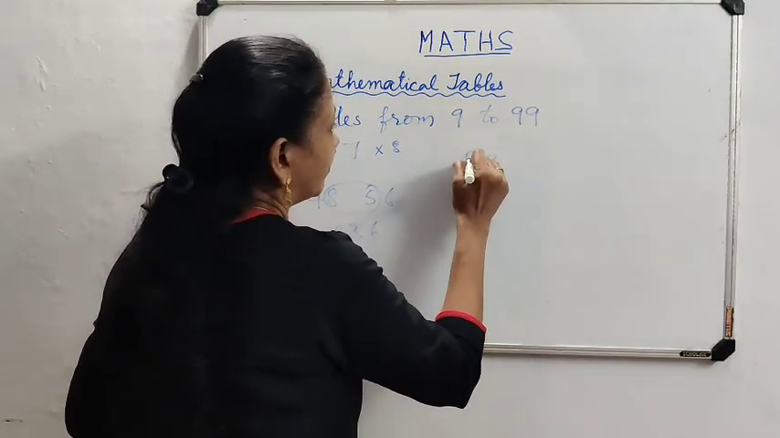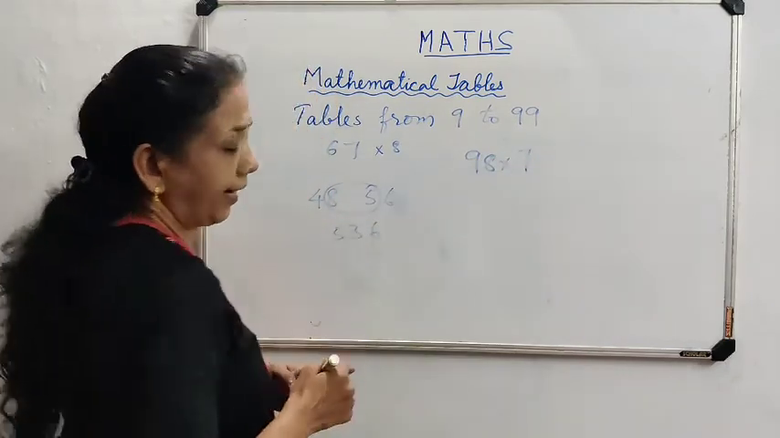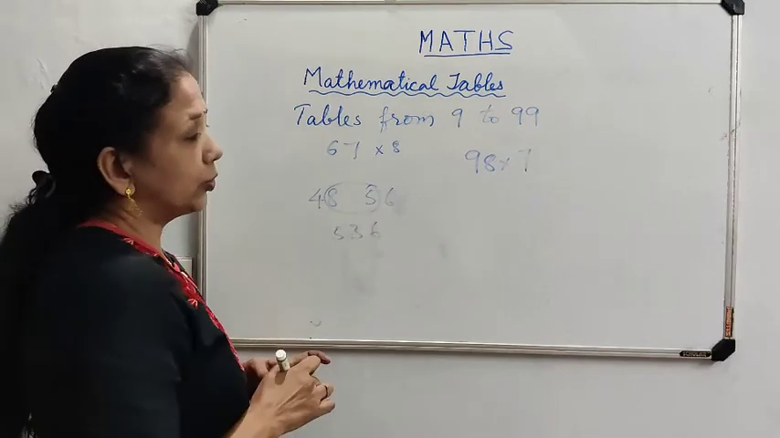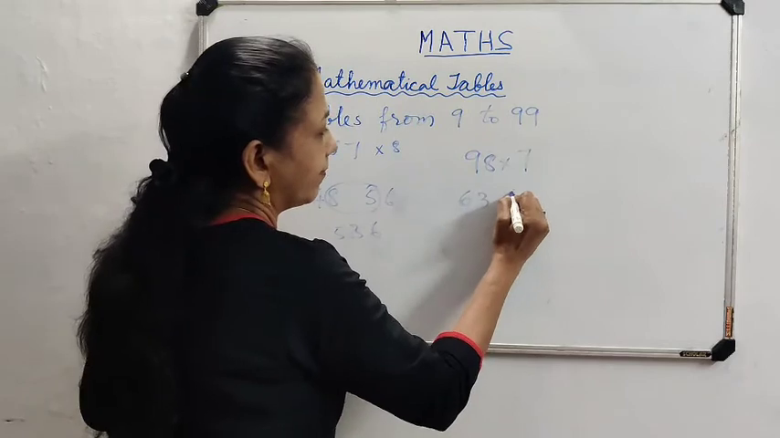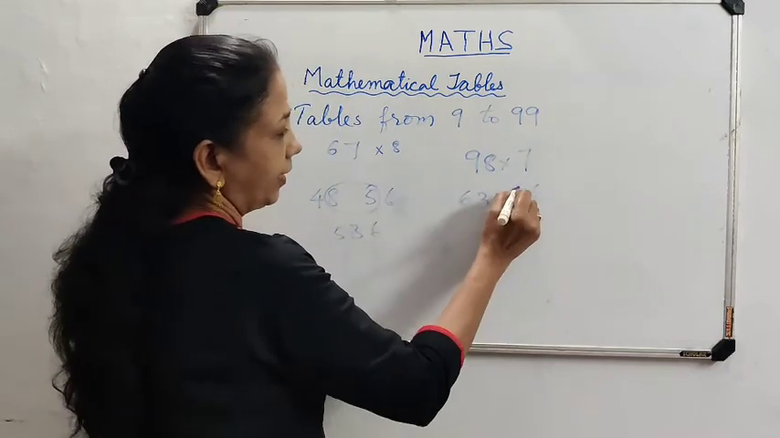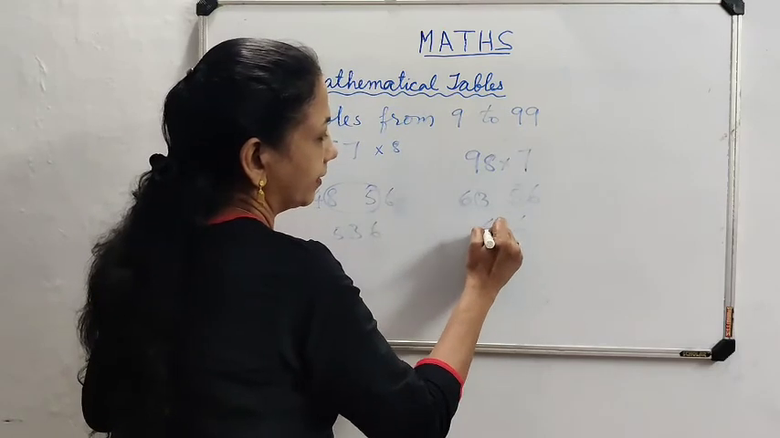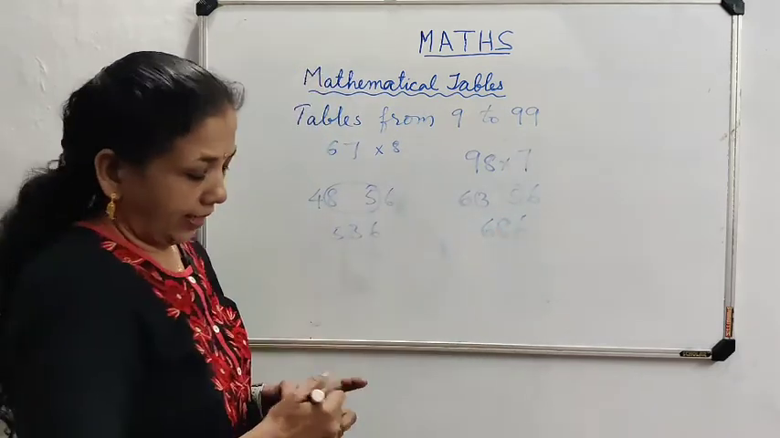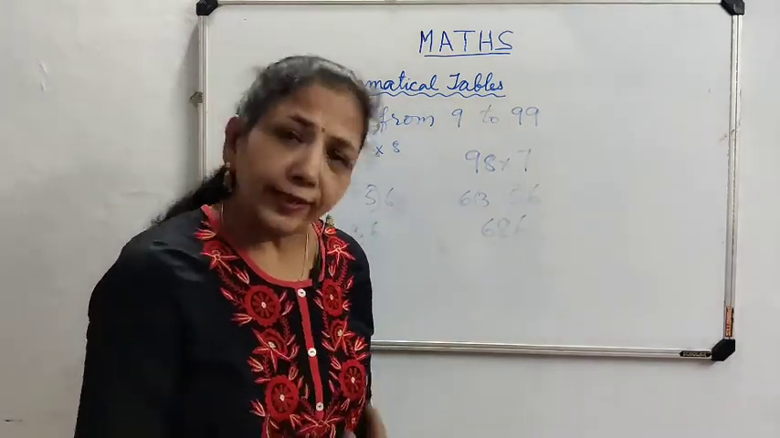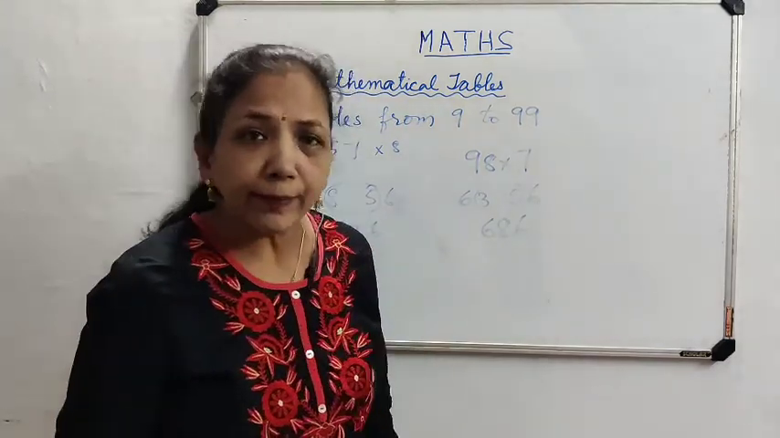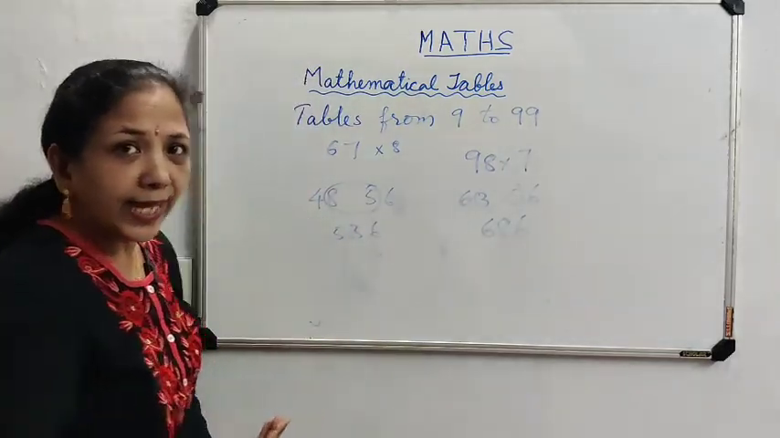Now 98 into 7. So 9 7s are 63. 8 7s are 56. Now add this. What will come? 686. Got it? Like that you have to learn the 2 digit numbers, and 3 digits also. If you know 2 digit number multiplication, then you can write this also. Okay. Thank you.